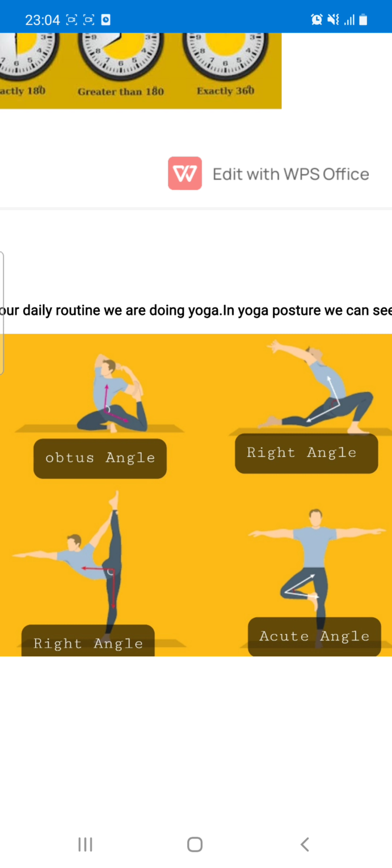Now how do we measure an angle? We can measure an angle with a protractor. We have to use the protractor to measure the angle. In the next class I will show you how to measure the angle.